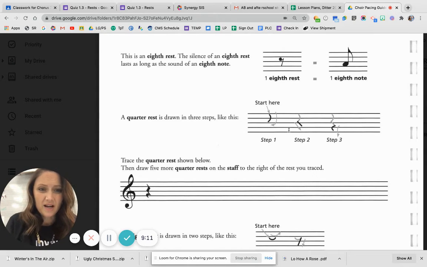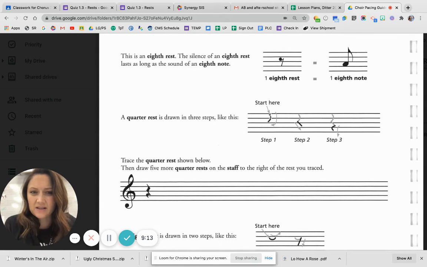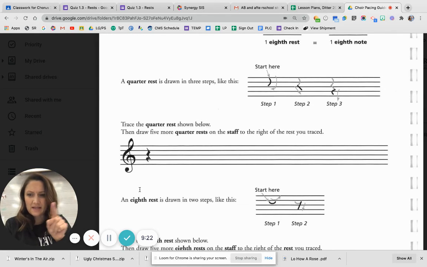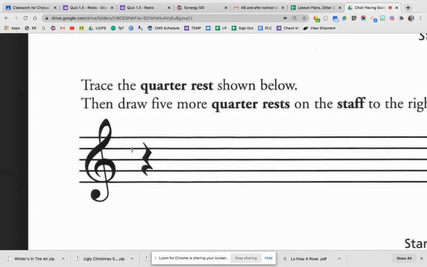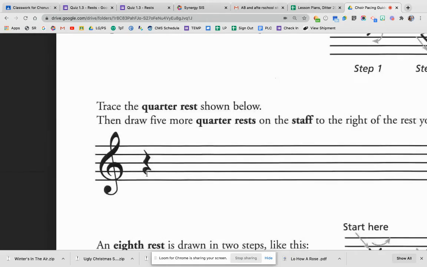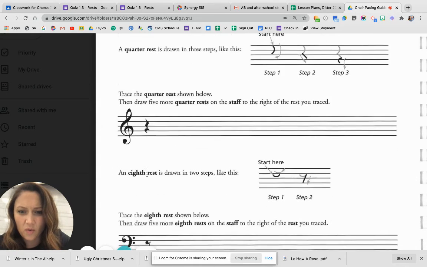If you look, step 1, they give a slight curve, and then it zigzags to the right, and then curves the opposite direction. Some people say, think of the letter Z and then the letter C. If you look close in this one, you can see there's a Z or a lightning bolt followed by a C. That's how you correctly draw the quarter rest.